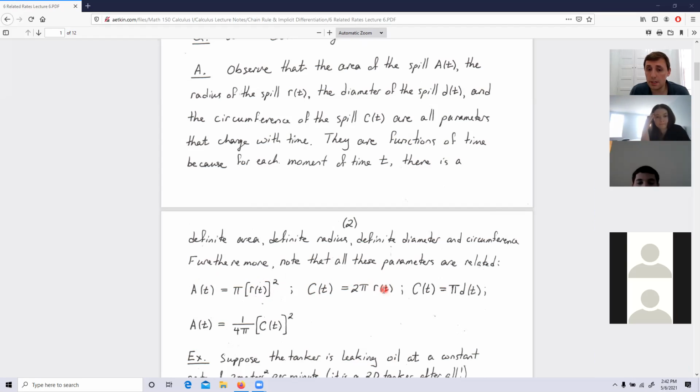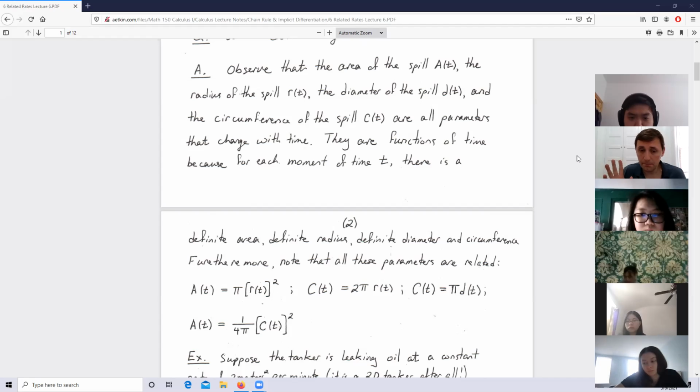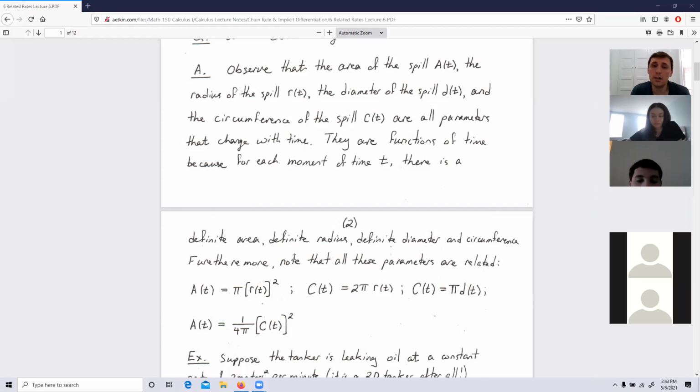Circumference is 2 pi times the radius. Circumference can also be written as pi times the diameter. Area can be written as circumference squared divided by 4 pi. Because circumference is 2 pi times r, and area is pi times r squared, so here, the pi is squared, I need to remove a pi, and I need to remove a 4. Okay, so I can relate circumference to area. All of them are linked.